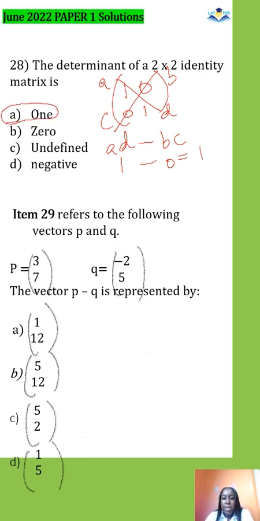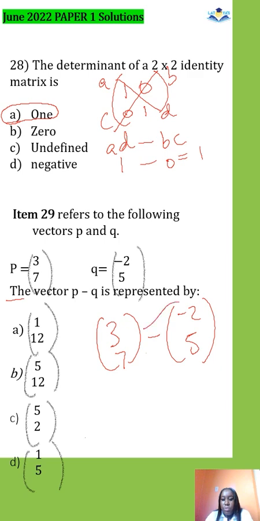Item 29 refers to the following vectors P and Q. P is 3, 7, while Q is -2, 5. And the question says that the vector P minus Q is represented by, so all we need to do is subtract P and Q. 3 subtract -2, and negative multiply by a negative is a plus. So 3 plus 2 is 5, and 7 take away 5 is 2. So we're getting 5, 2, and that's going to be C.